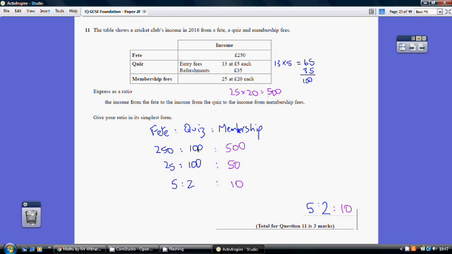So that is the ratio between the fete and the quiz and the membership before we simplify. It doesn't matter how many goes it takes you. I've noticed that they've all got a 0 on the end, so they're all divisible by 10. So I've started off just by dividing each of them by 10, and then I can see they've either got 0s or 5s on the end, so they're divisible by 5. So I've divided these 3 here by 5, giving me a ratio in its simplest form of 5 to 2 to 10.